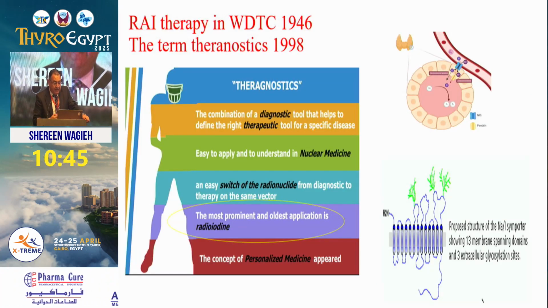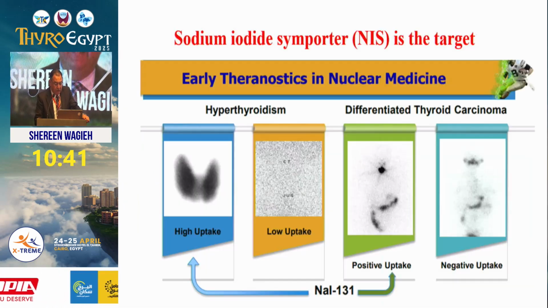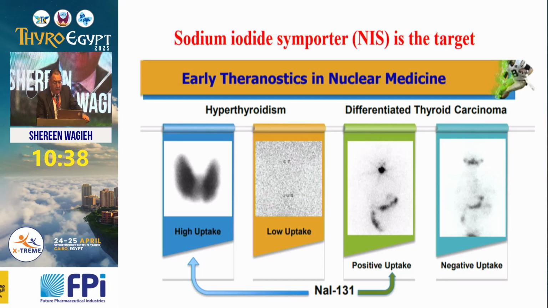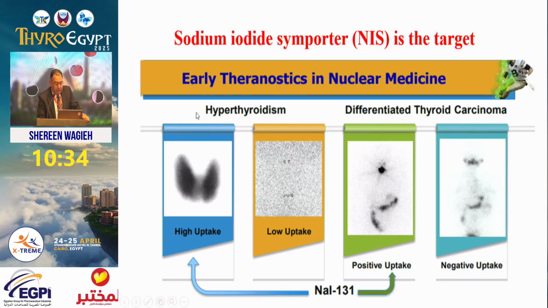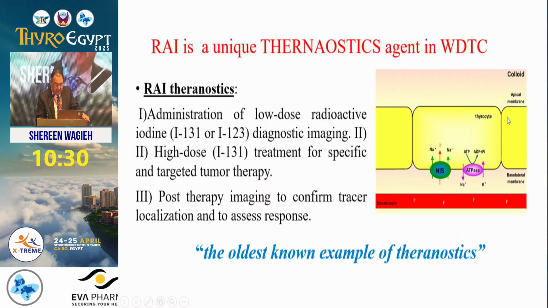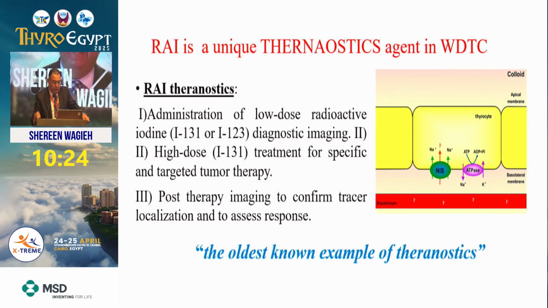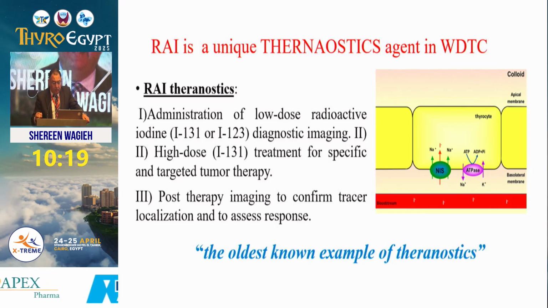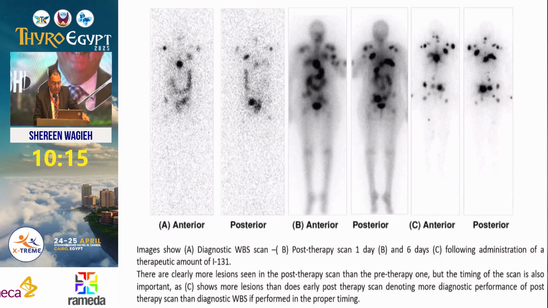Retrospectively, we can say that radioactive iodine is the most prominent and the oldest application of theranostics, going to the target, which is the sodium iodide symporter, either for benign conditions as in patients with Graves' disease or in patients with differentiated thyroid cancer. Simply, with radioactive iodine you can give a small dose for imaging, then higher doses for therapy, and do follow-up post-therapy within 6 to 12 months for assessment of response. So iodine is the oldest known example of theranostics.